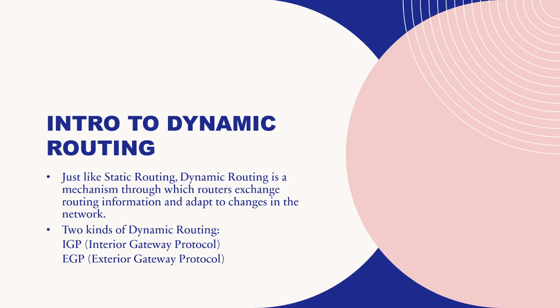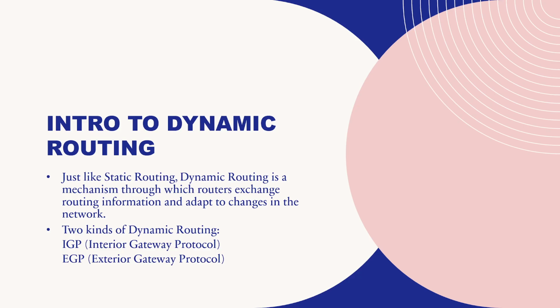Dynamic routing can also adapt to network changes. So in case a network goes down or a link goes down, in static routing we did floating static routes. In dynamic routing we don't need that because routers can automatically adapt to the network changes, and they can have alternate routes to the same network.